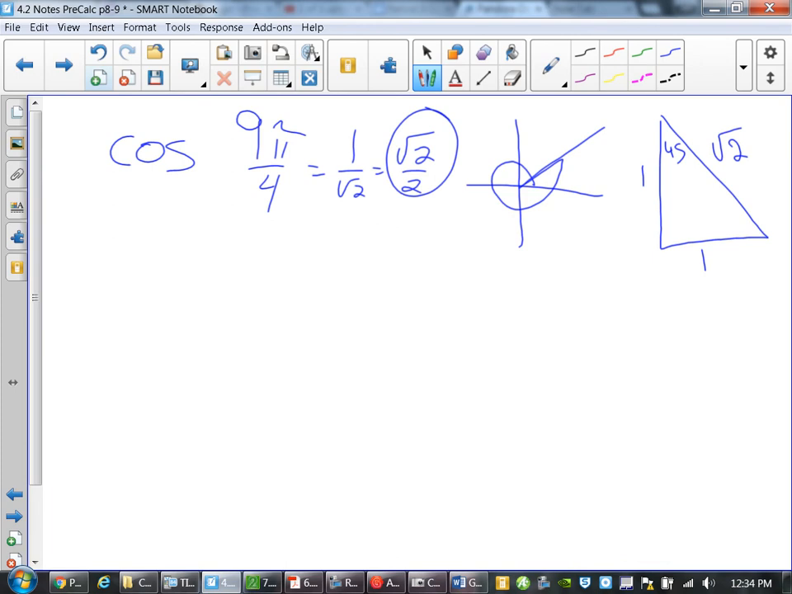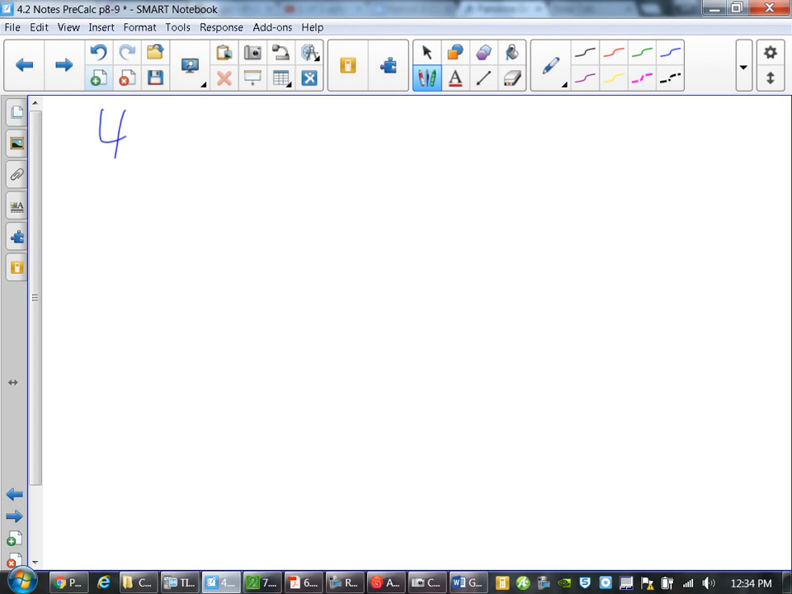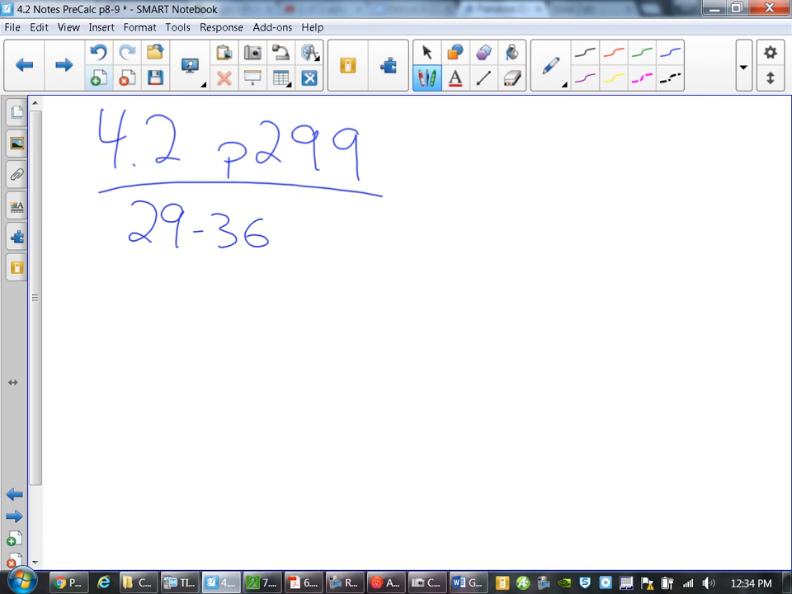All right, so in 4-2, I'd like you to do this. Just for today, we're going to talk about the even and odd parts of this tomorrow. 29 through 36. You're doing the six trig functions at a specific point that you're going to have to spin yourself around to get the right reference angle. Okay? The spin around angle.